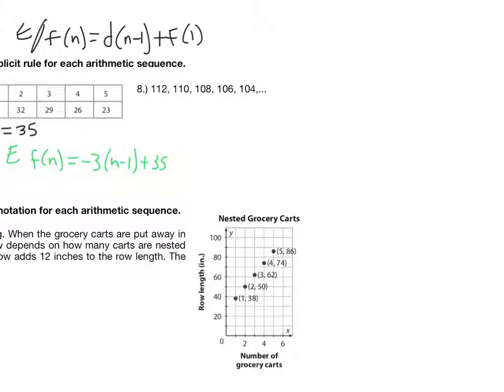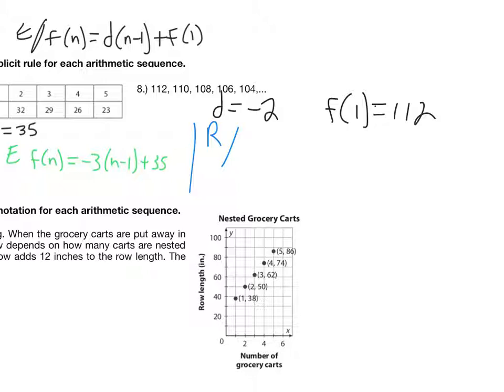Number 8, same situation. Let's go ahead and identify our common difference. Our common difference, once again, is going to be negative 2. And let's go ahead and identify our first term. Our first term is going to be 112. Let's do our recursive first. So recursive is always going to start with f of n equals f of n minus 1. That's not going to change. The only thing that's going to change is plus d. So that depends on what your common difference is, which in this case is negative 2, so that would be minus 2. And go ahead and label and identify your first term, because you need that once you're actually solving or working with a recursive rule. You always need your first term.